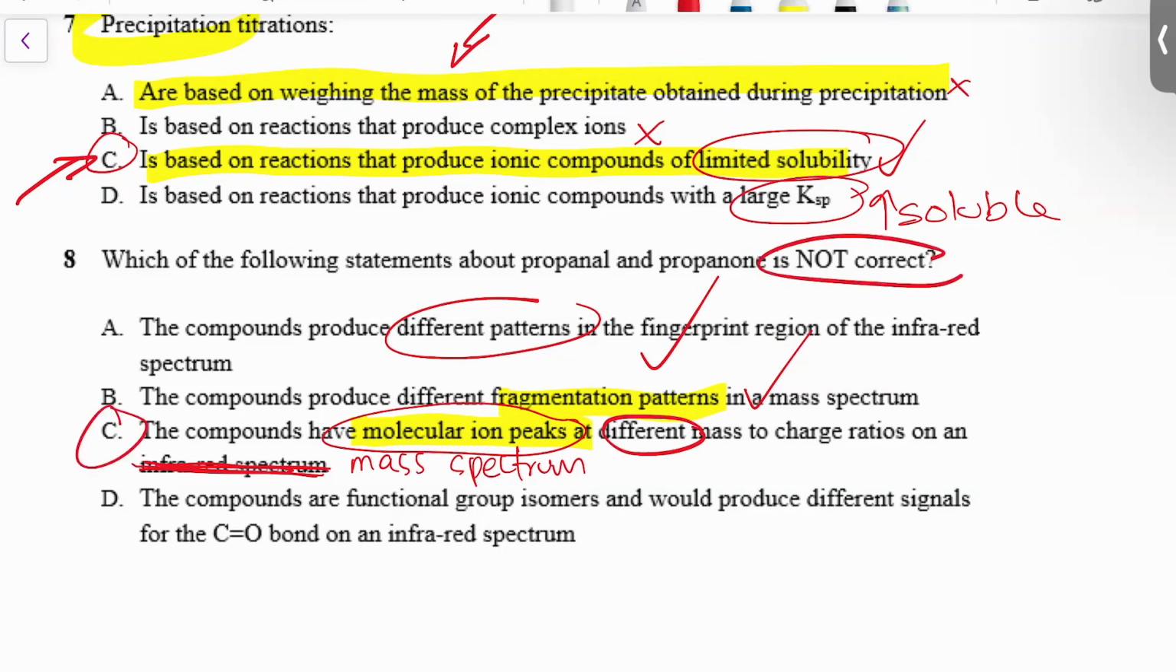And then last one, D, the compounds are functional group isomers and would produce different signals for the CO bond on an infrared spectrum. True or false? True. False. They are functional group isomers. So this part is true.